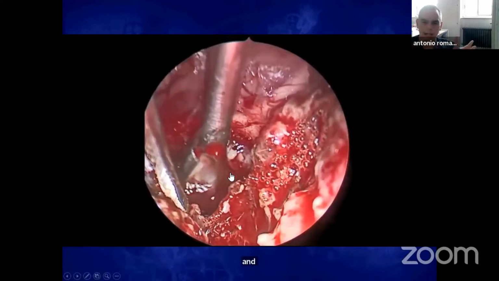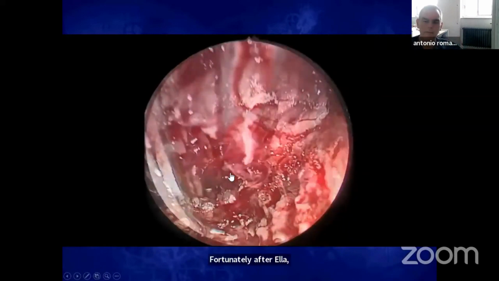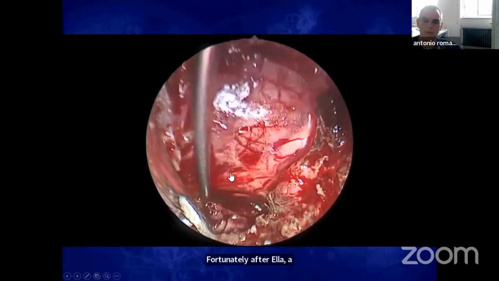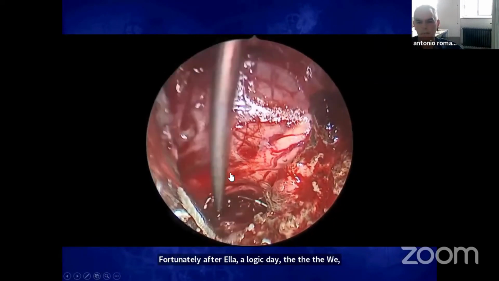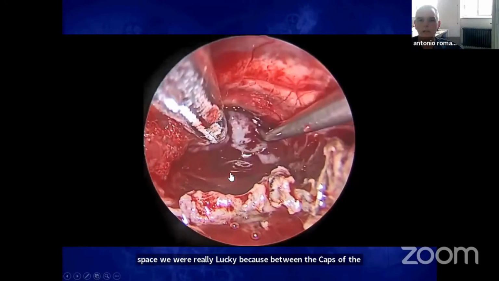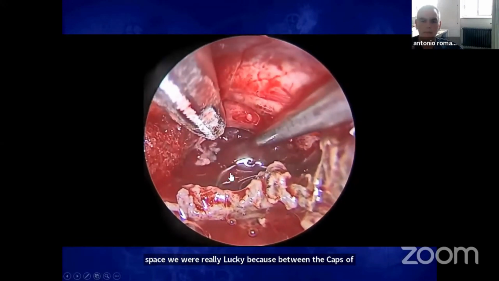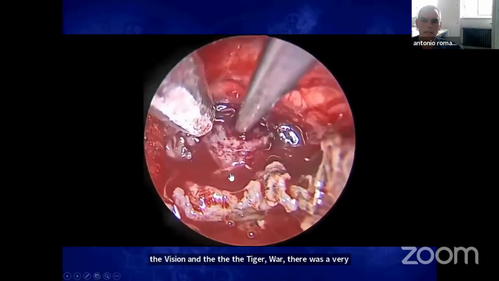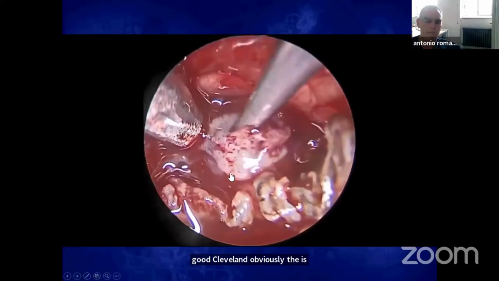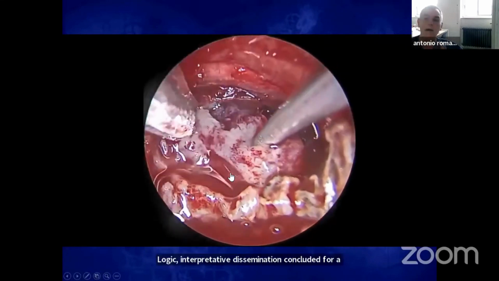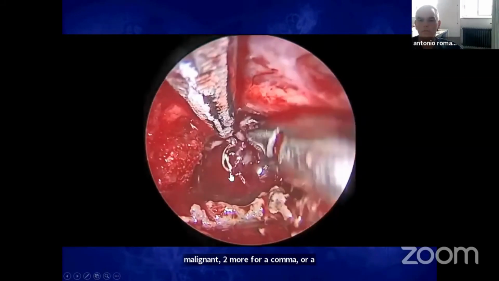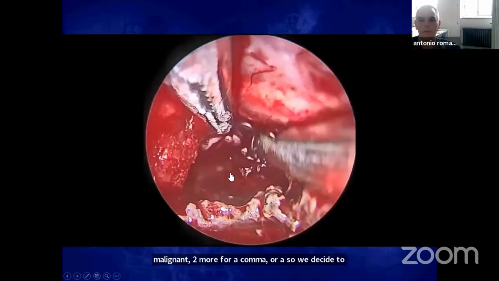Fortunately, after enlarging the diaphragm sellae, we reached the intraventricular portion, and during this phase we were very lucky because between the capsule of the lesion and the ventricular wall there was a very good cleavage plane. Obviously, the intraoperative histologic examination concluded for a malignant tumor, a sarcoma or a carcinoma. So we decided to perform a complete removal.